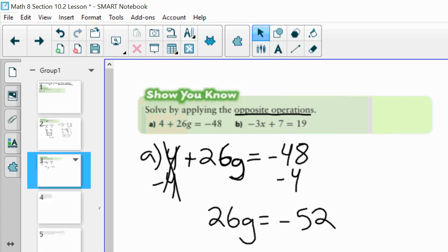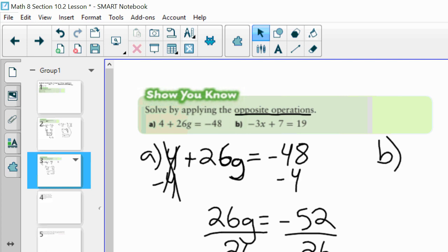Okay, b, negative 3x plus 7 is equal to 19. So I first need to get rid of the addition or subtraction. So that's positive 7, so I'm going to subtract 7 on my left. I'm going to subtract 7 on the right. It's a good idea to practice writing it down the same way that I'm doing it. I know maybe it doesn't feel right or natural to you, but it's just sort of the way that it's done in math. So yeah, it just keeps things clean and neat.